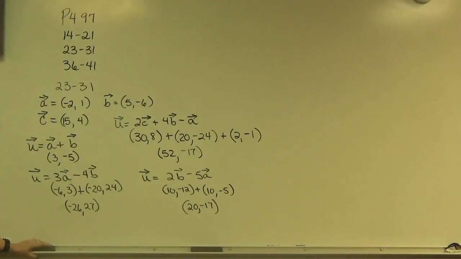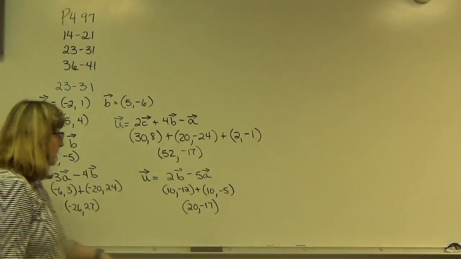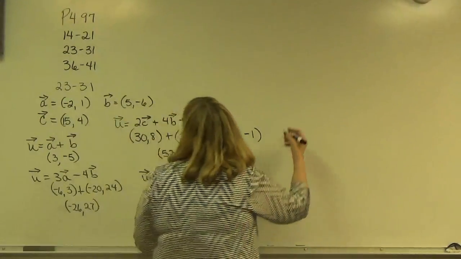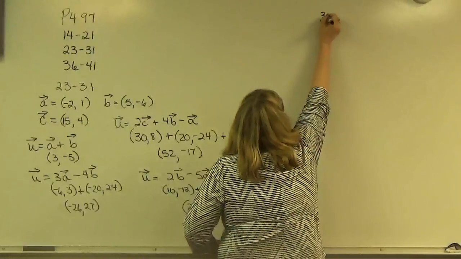Does everybody follow what we're doing in that group? Does anybody need more examples? Now, remember that they're using different letters than I'm using, different variables, but it's the same process. You're adding or you're subtracting or you're multiplying. The last group is 36 through 41.